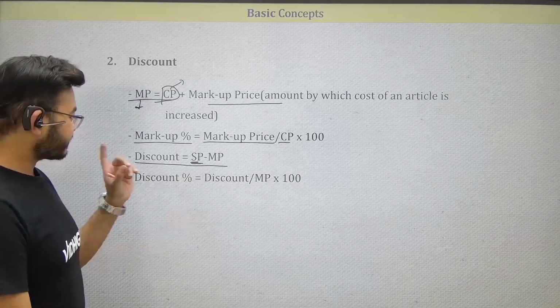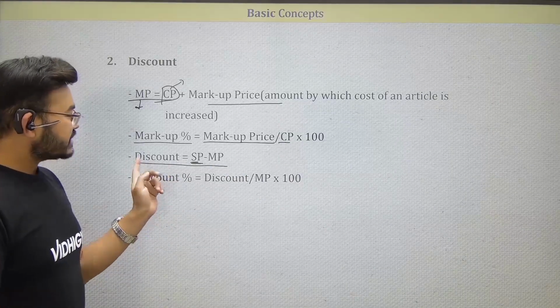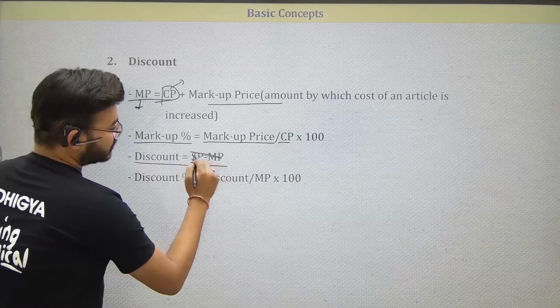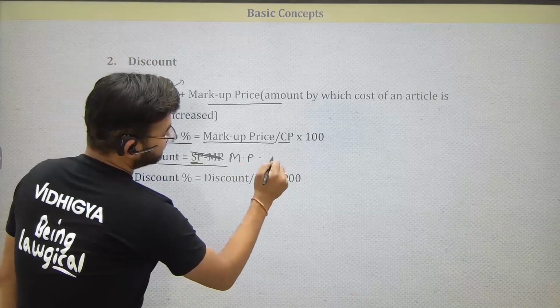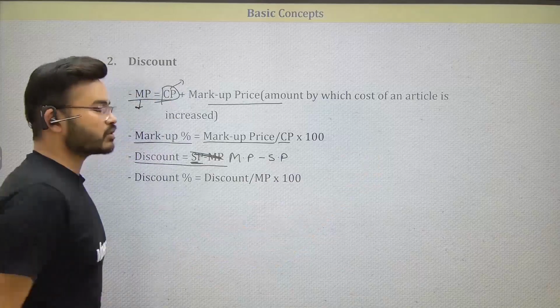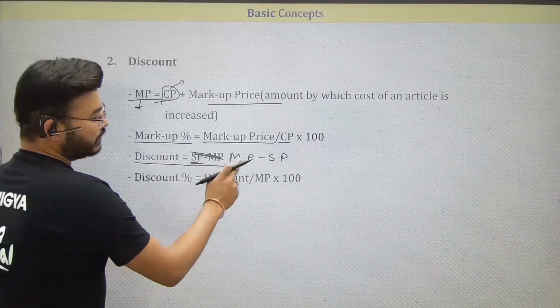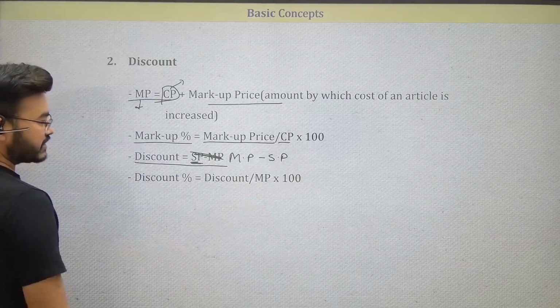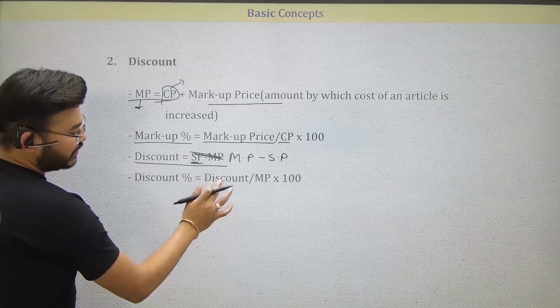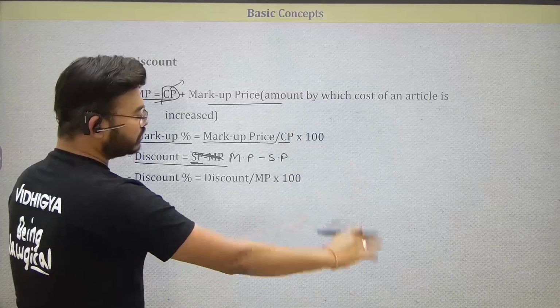So the discount should be the marked price minus the selling price, because the marked price will always be greater than the selling price. So discount will be marked price minus selling price, and discount percent is nothing but discount upon marked price into 100.